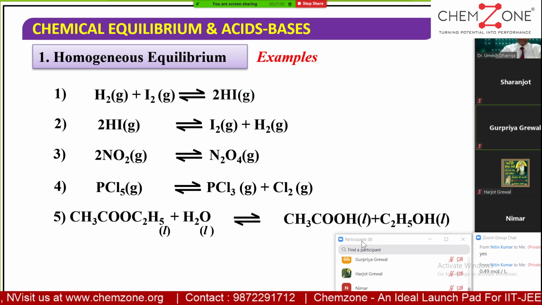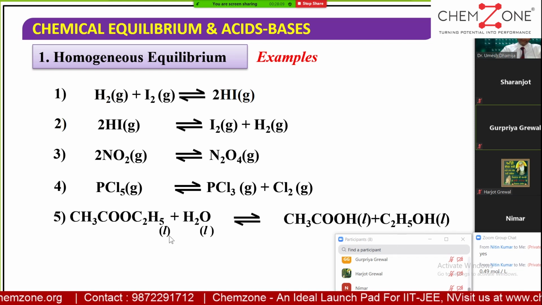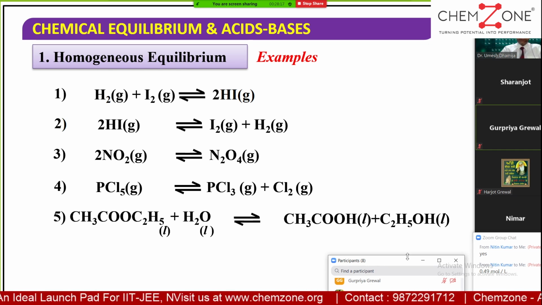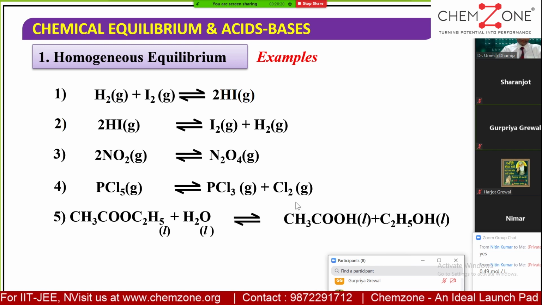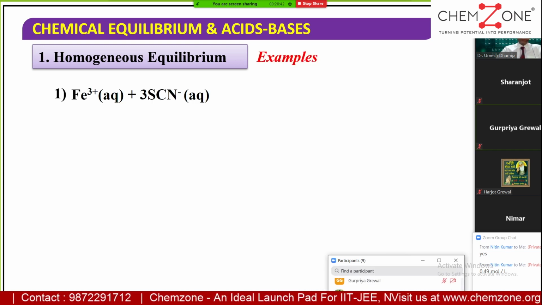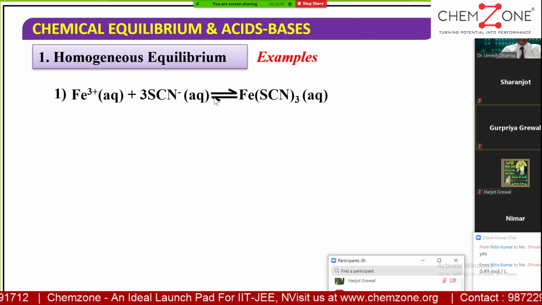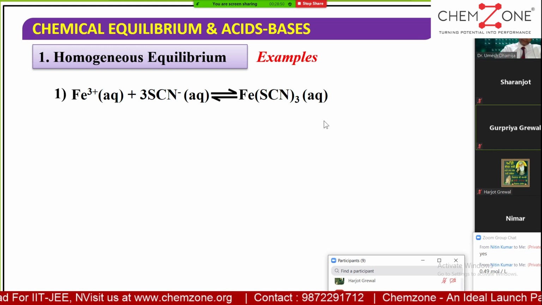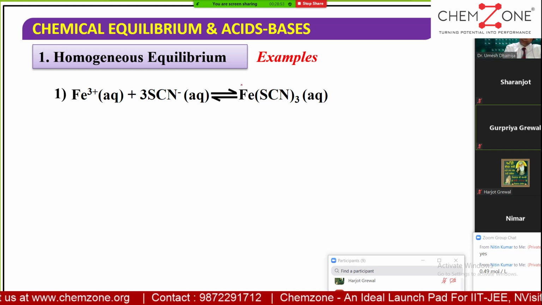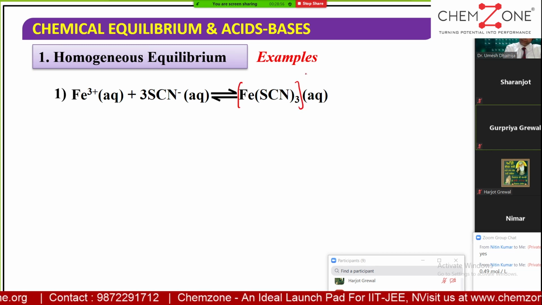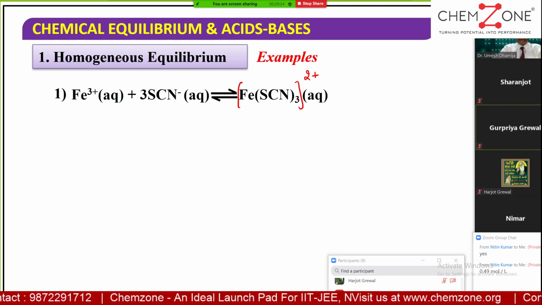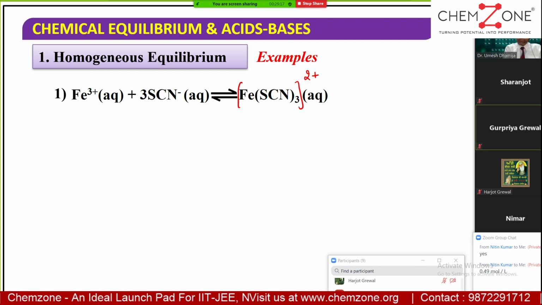This ester hydrolysis to give acid and alcohol, liquid, liquid or liquid. So if the physical state of the reactants and products are same, it is called a homogeneous equilibrium. Now, aqueous ferric ion, thiocyanide and ferric thiocyanide. This is the same phase, they are all in aqueous medium. They should have a 2 positive charge. If the physical state of the reactants and products are same, it is called homogeneous equilibrium.